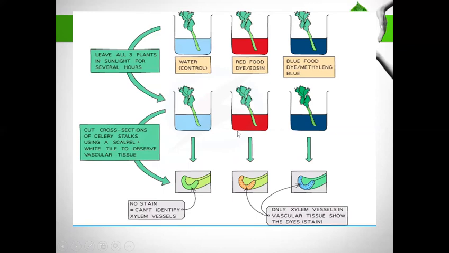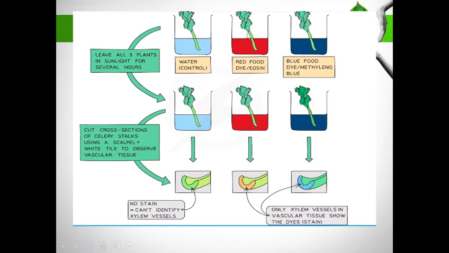After that, we study which tubular system is responsible for transporting water and minerals, and which tubular system is responsible for transporting amino acids and glucose. Here we also take one beaker that contains the same type of plant as the control, meaning we do not put any dye or colored solution in it. So we see no stain, so we can't identify the xylem vessel, because water is transparent and these vessels are also transparent, so you cannot identify that water is transported by the xylem vessel.